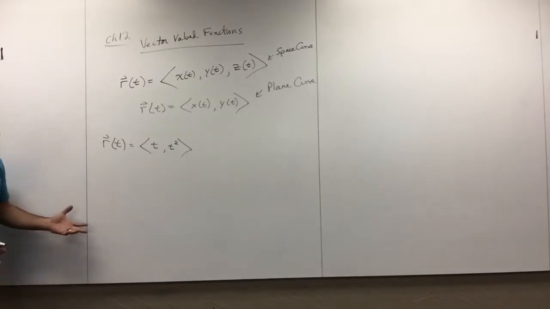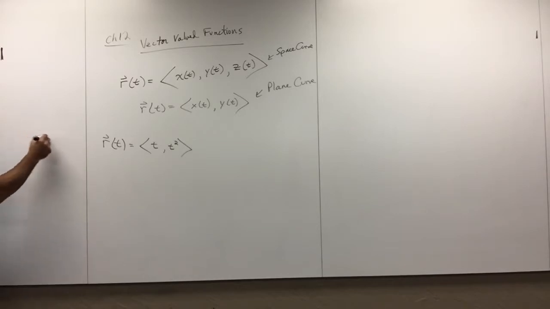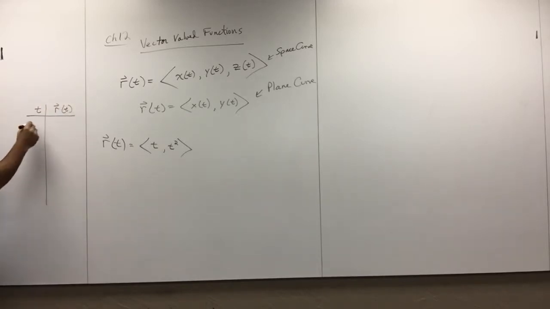I want to plot points. I want to make a little chart and plot points. Now, this is rather tedious, but it's pretty easy here at first. I'm going to plug in various values for t: -2, -1, 0, 1, and 2. Those are good values for t, and I'm going to plug them in and see what I get.